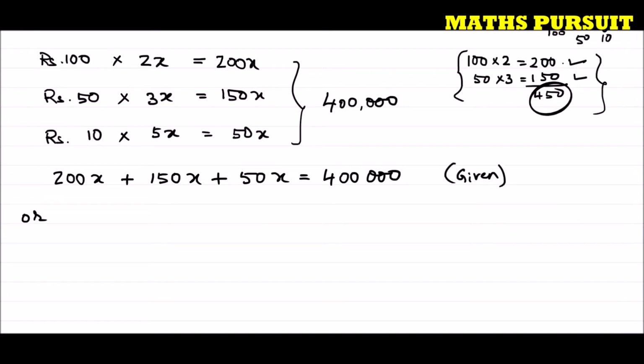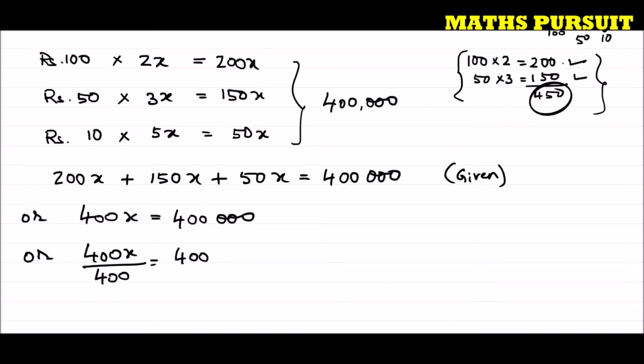So, now let us add this. 200x plus 150x is 350x, plus 50x is 400x. 400x is equal to 4 lakhs. Or I can write 400x divided by 400 is equal to 4 lakhs divided by 400.